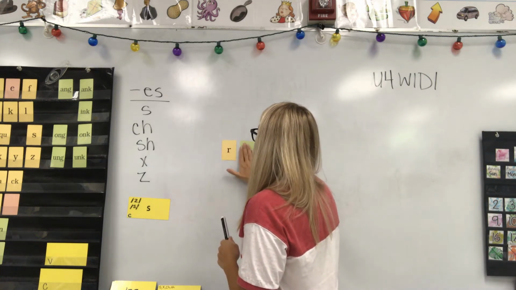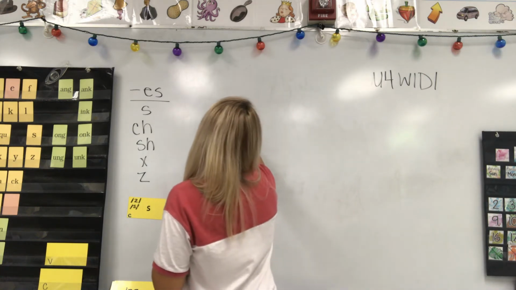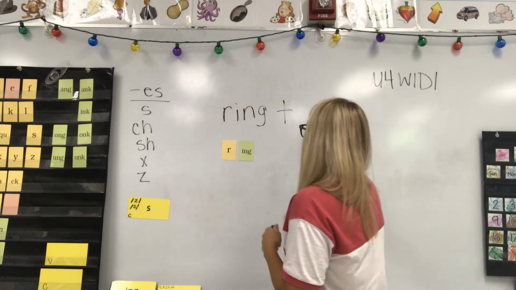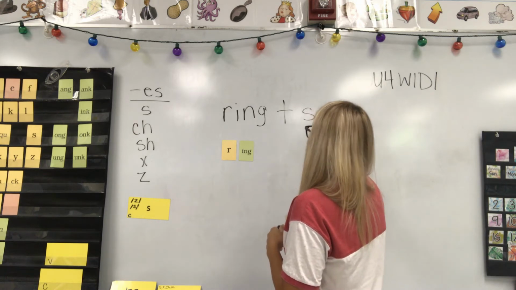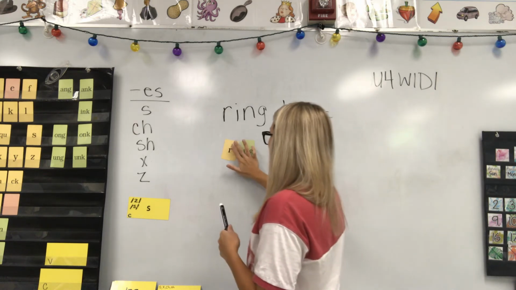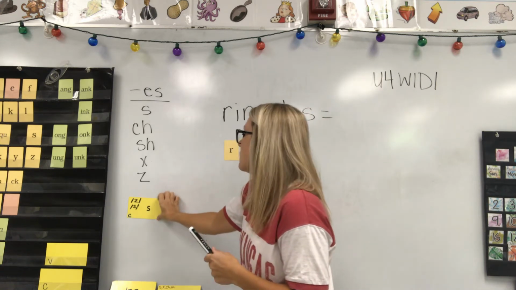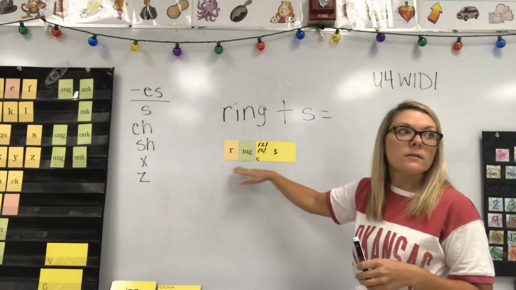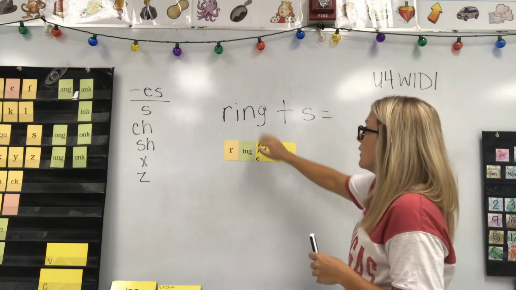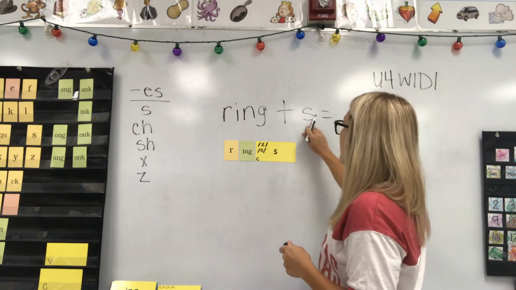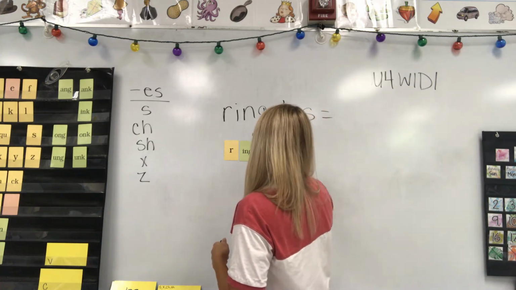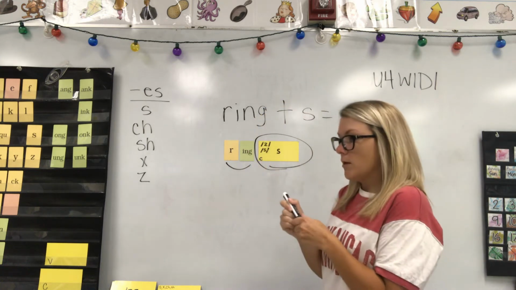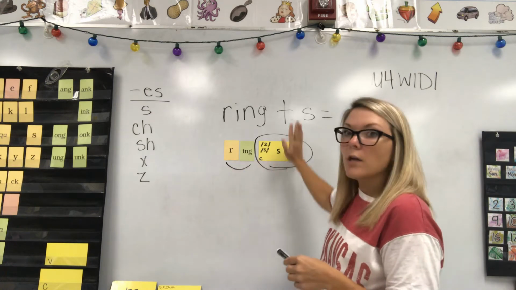I can show you this way. Base word ring plus my suffix S equals rings. So here's my base word, ring, and then my suffix is my yellow S. If I was going to mark this for now, this is my base word, this is my suffix.